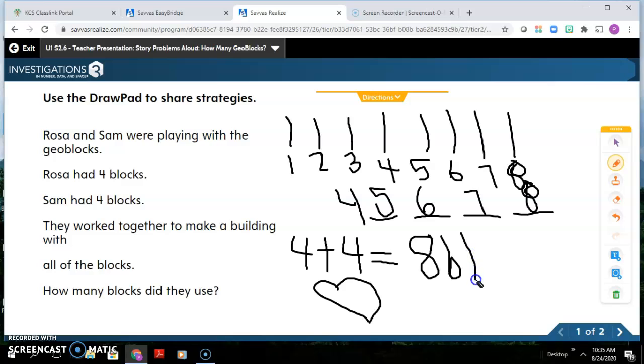Another important part when you are adding or working with word problems is to put your label. Your label is what you are trying to find out, and here we're trying to find out how many blocks did they use. You can always find that in your question. And we know that they used 8 blocks. All right, let's look at another problem.